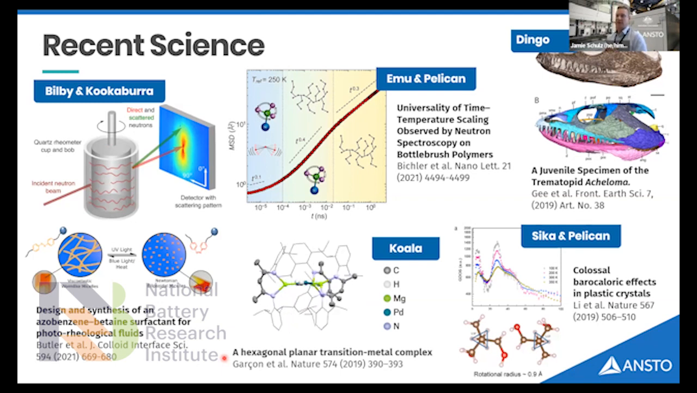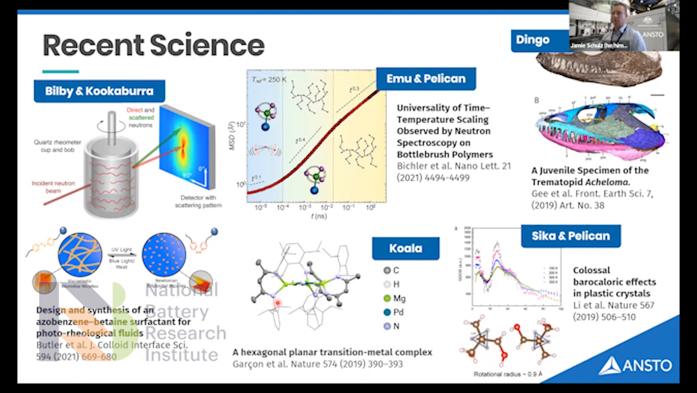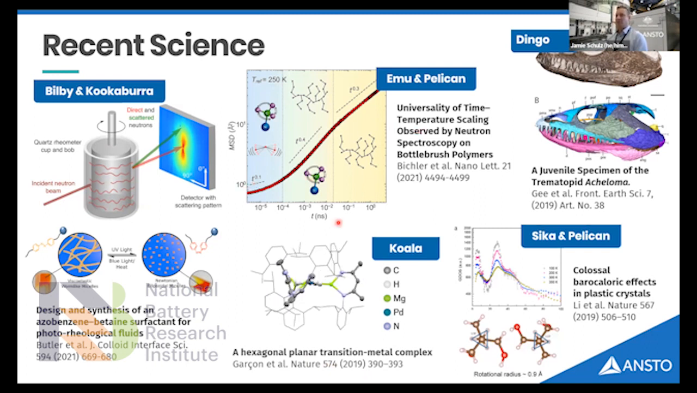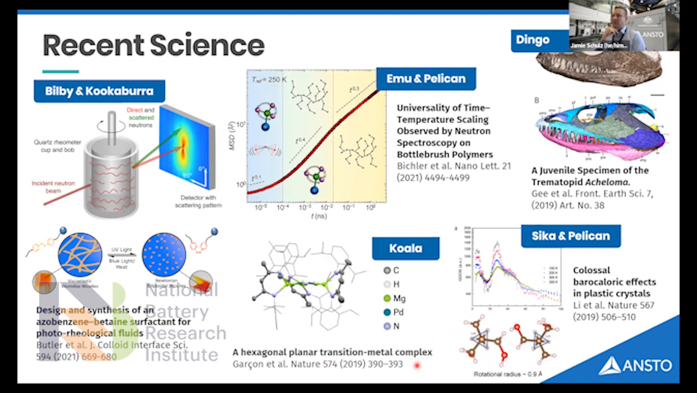Here's a good example where a hexagonal planar transition metal complex was predicted to exist by a Nobel Prize winner about 100 years ago. This was only discovered in 2019. And in this case, we were able to locate the hydrogens in here. You cannot see the hydrogen with X-rays. This is a good example of looking at how increasing the molecular weight of a polymer has a linear relationship.